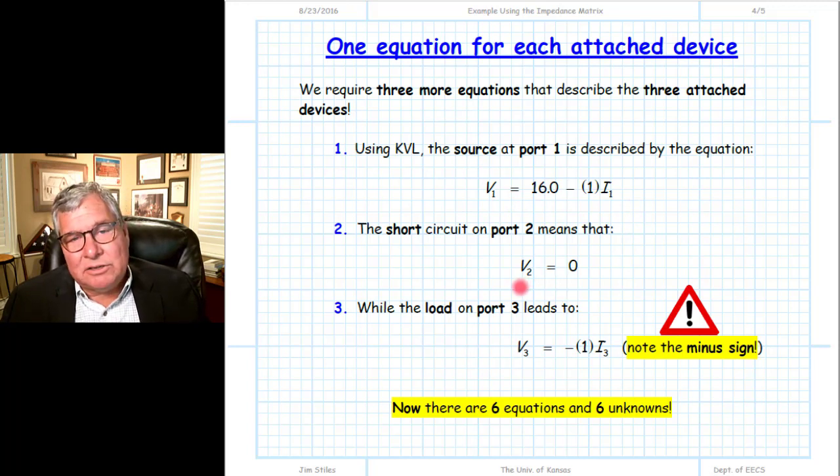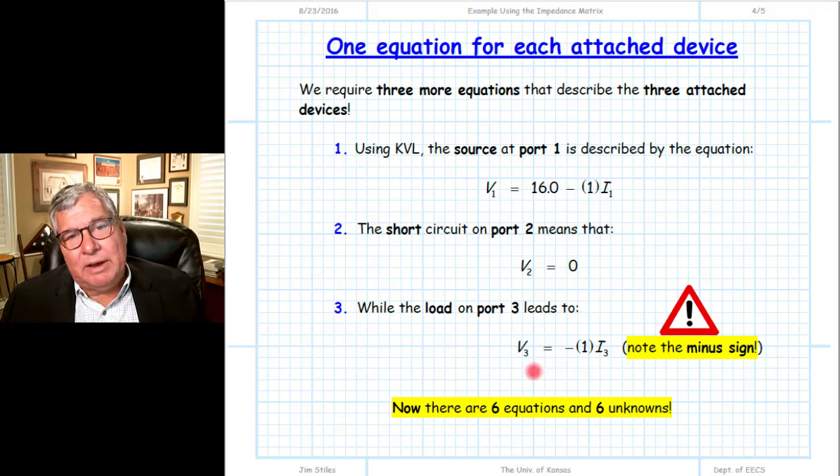For the second device, it's a short circuit. That equation is straightforward and there's not any ambiguity involved with it. For a short circuit, we know the voltage across it is equal to 0. And of course, the voltage across that short circuit is the port voltage V2. So we say V2 is equal to 0. This is the second of our 3 device equations.